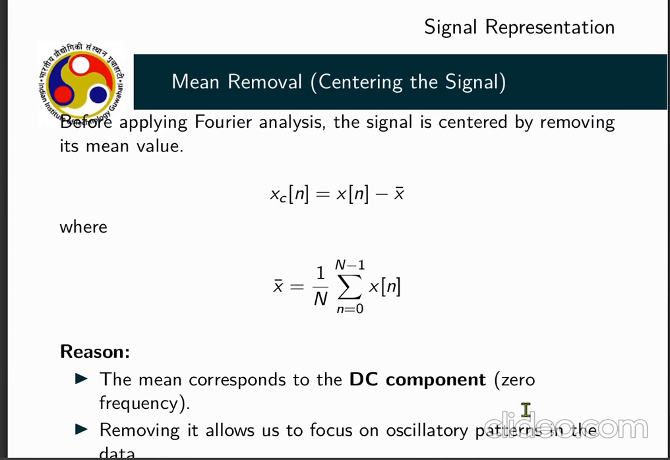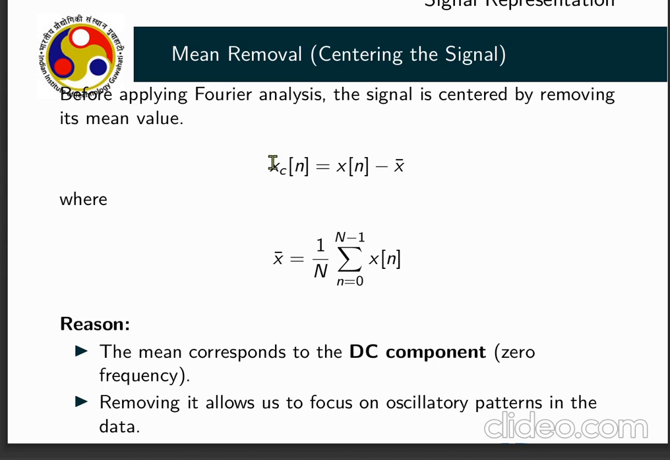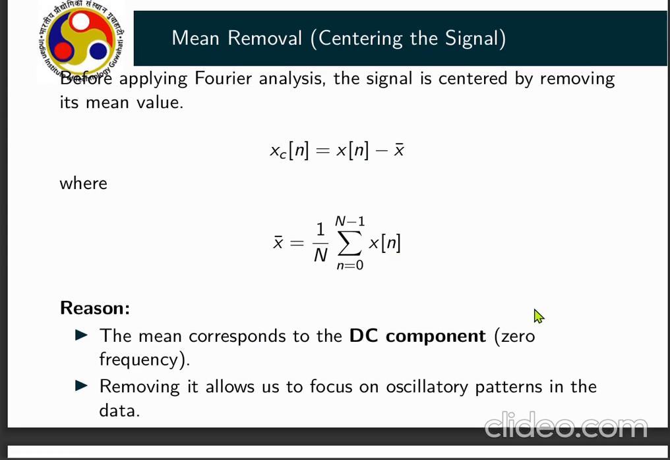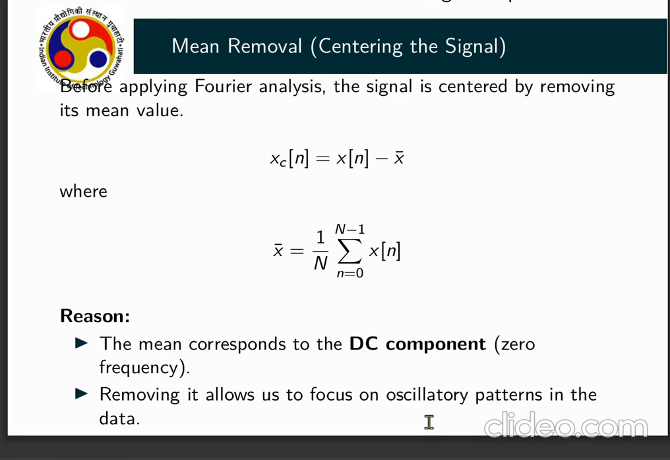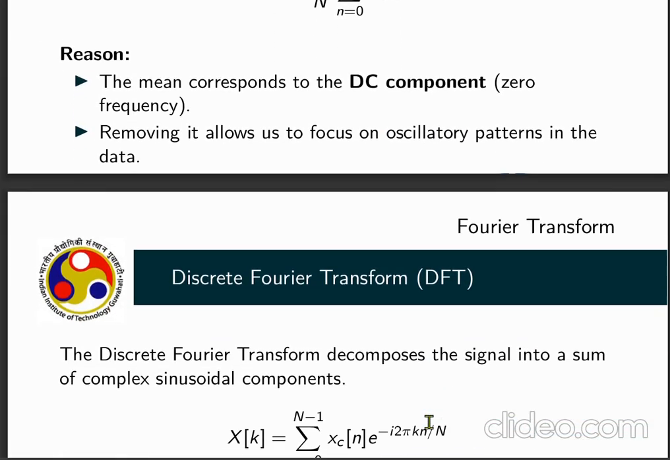Now, before performing Fourier analysis, we remove the mean of the signal. This is done using xc[n] = x[n] minus x bar, where x bar is the mean of the sample data. The reason for this step is that the mean corresponds to the DC component or the zero frequency. By subtracting the mean, we focus on the oscillatory variations in demand rather than the baseline consumption level.